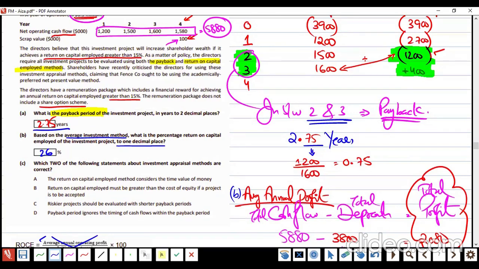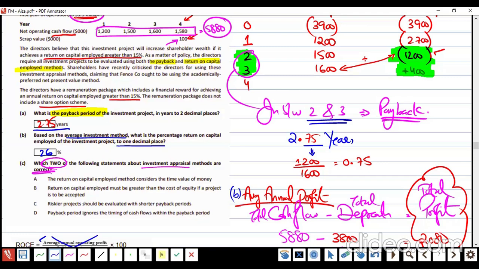In the beginning of the syllabus, I told you FM is a theory: 60% theory, 40% calculation. So 2 questions we are done with calculation. Now the remaining 3 will be theory. Now, 2 of the following statements about investment appraisal methods are correct. Okay, right or wrong? Can you read A? The return on capital employed method considers the time value of money.